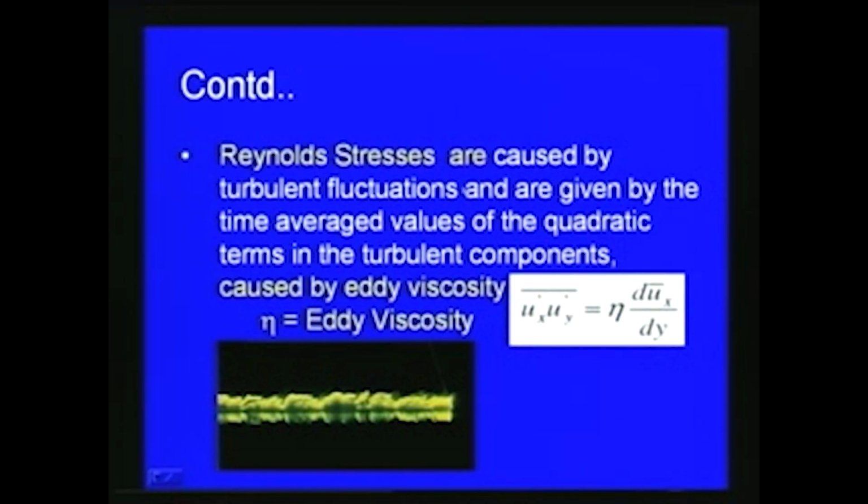The Reynolds stresses are caused by turbulent fluctuations, as we have already seen, given by the time average values of the quadratic terms in the turbulent components. So, they are caused by eddy viscosity. We can represent this u x dash u y dash term by eta into d u x bar by d y, where eta is the eddy viscosity.